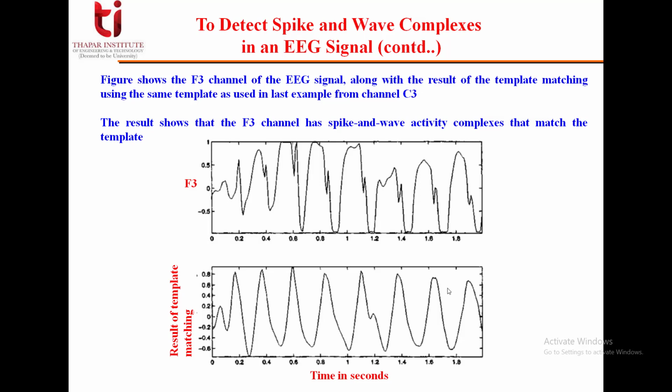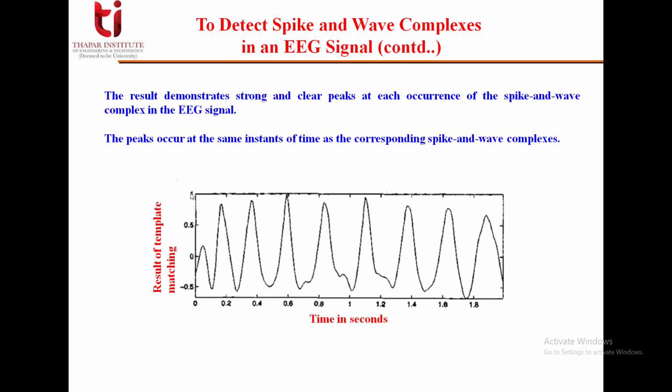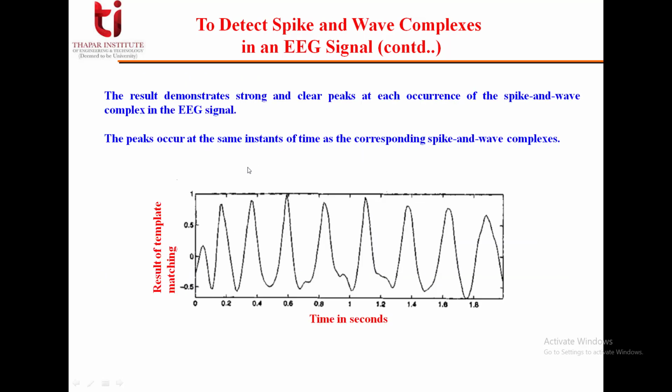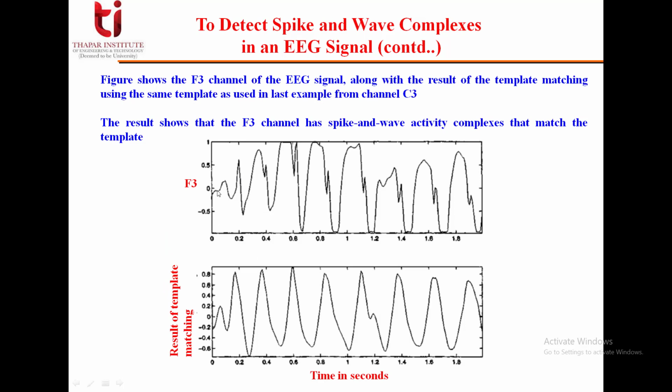Now let's see another example. This is the F3 channel of the EEG signal, and again it is showing some spike and wave complexes. The template which we are using is from the previous channel, C3, chosen in the range of 0.60 to 0.82 seconds. So we use this template only, but now we are not correlating with the C3 channel, we are correlating with the F3 channel.